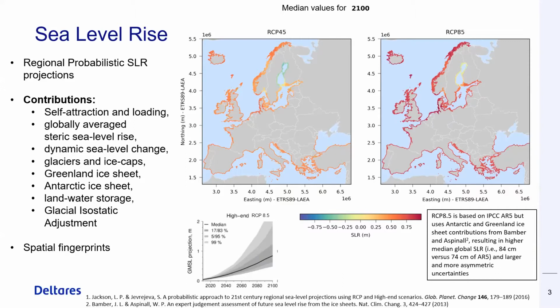For these projections, various contributions are included, like the self-attraction, steric sea level rise, and, as you can see in Sweden and Finland, the glacial isostatic adjustment. And with the spatial fingerprints that were used in the study, we end up with PDFs across the European coastline that were used to drive our models.